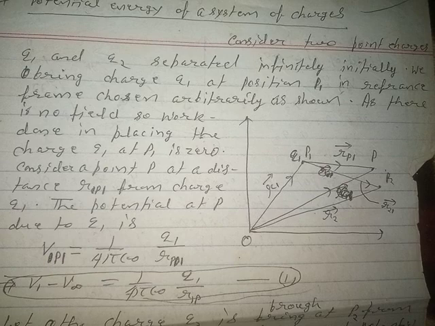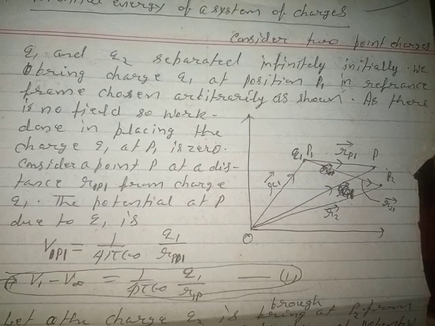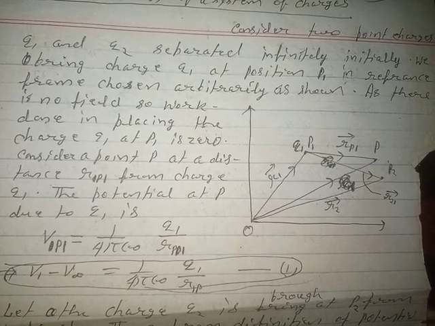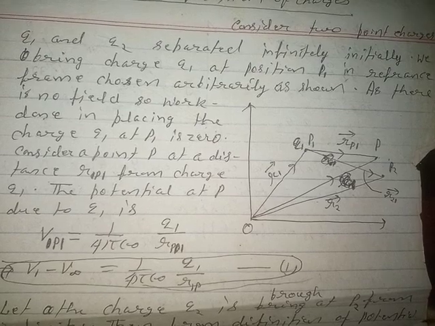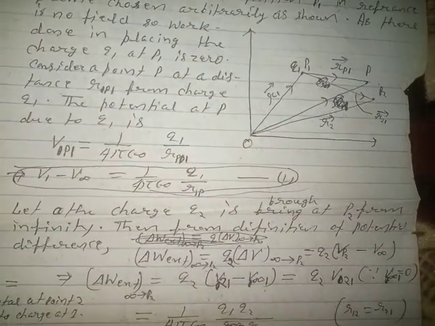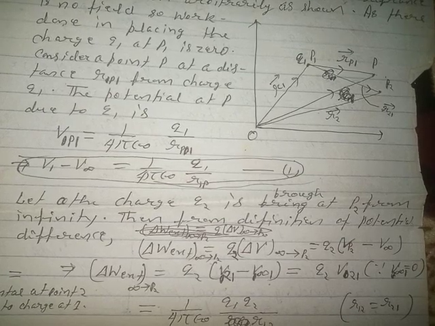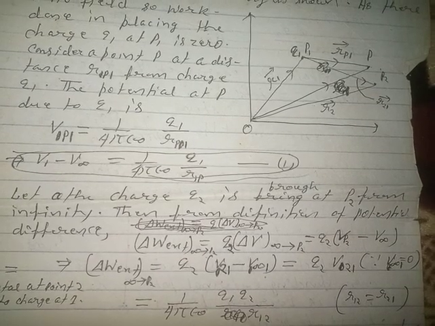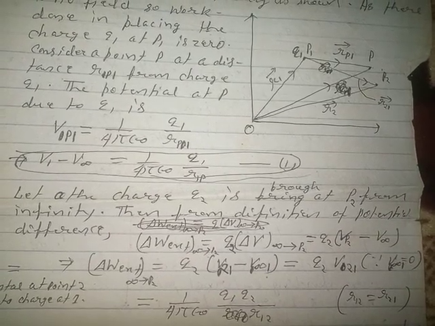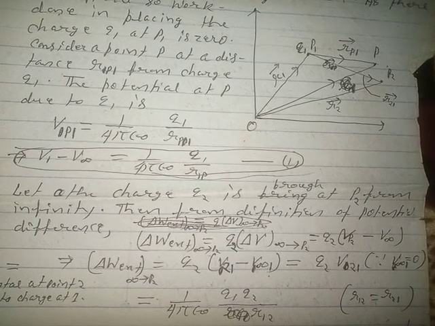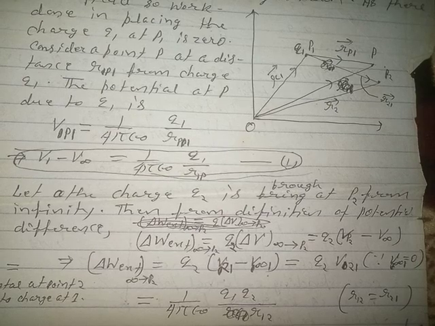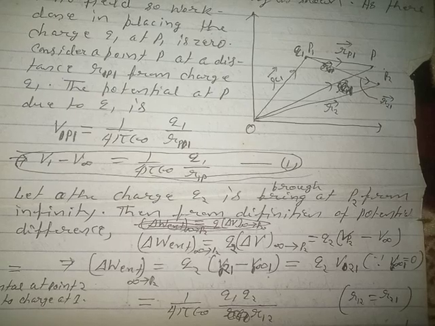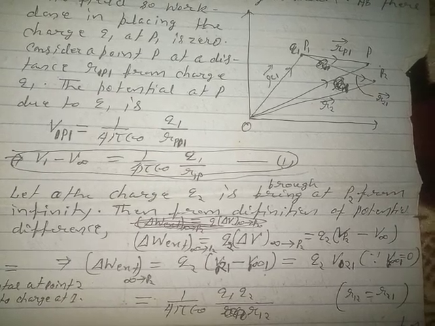Consider a point P at a distance rP1 from charge Q1. The potential at P due to Q1 is Vp1 equals 1 by 4 pi epsilon naught Q1 by rP1. Let the charge Q2 be brought to P2 from infinity. Then, from the definition of potential difference, del W external infinity to P2 equals Q2 into del V infinity to P2, or equals Q2 into Vp2 minus V infinity.